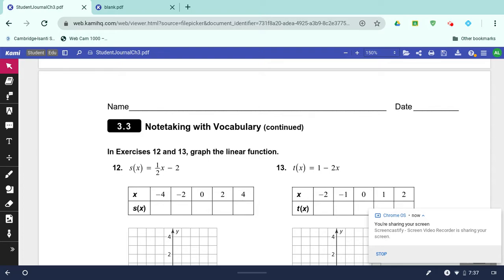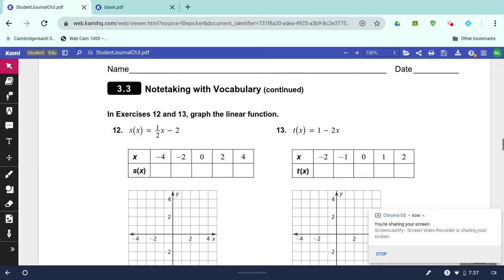Good morning, everyone. So today we're going to do that very last part of 3.3. Remember the quiz that you're going to take either on Wednesday or Thursday. That is going to be on 3.1 through 3.3. So this is going to be the very last thing that ends up on your quiz that you're going to take later in the week.